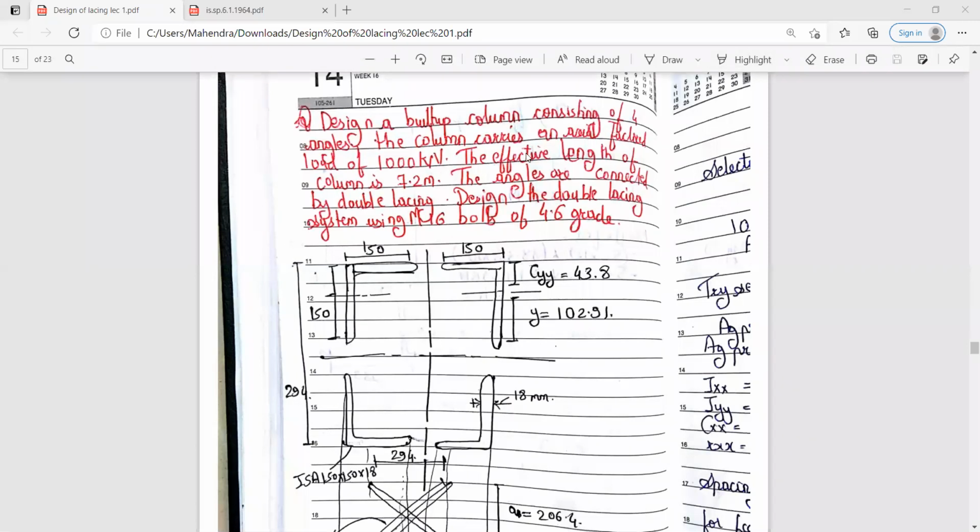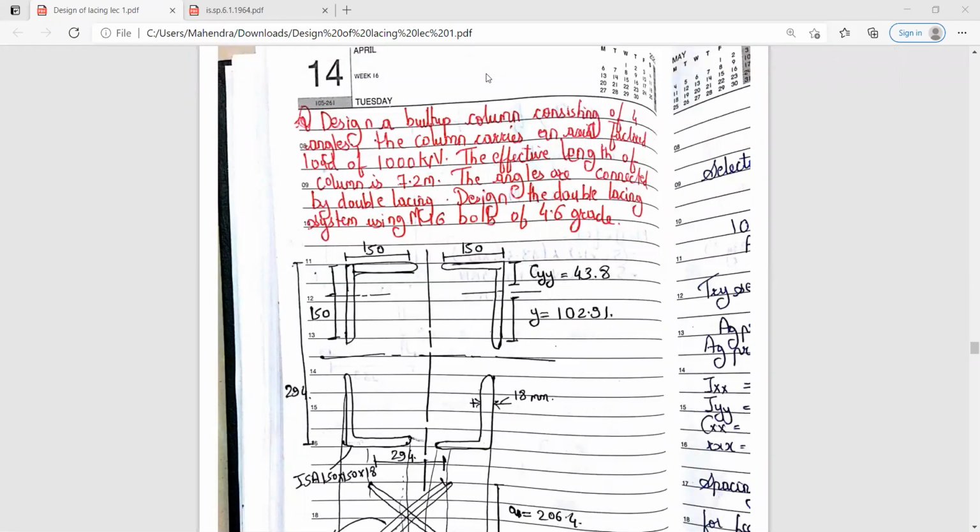Single lacing system के लिए हमने toe to toe connection as well as back to back connection के लिए sums देखे थे. Now in this particular sum, there are angles that are connected with the double lacing. So here we'll start the sum.